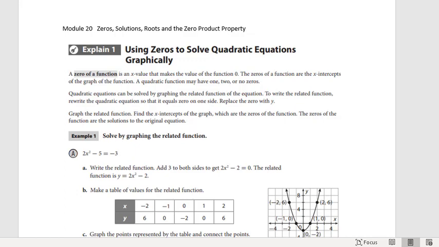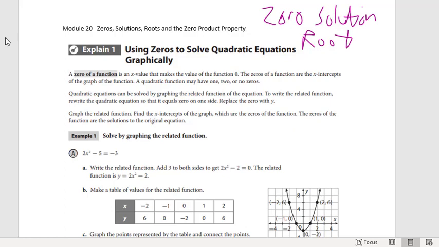So one thing to keep in mind, we will have multiple things that all mean the same thing. A zero, a solution, or a root all essentially mean the same thing. And when we're dealing with a quadratic equation, the zero is what makes the value of the function zero for that particular x value. So these are essentially the x-intercepts of the graph.